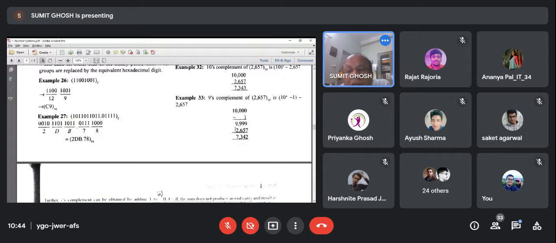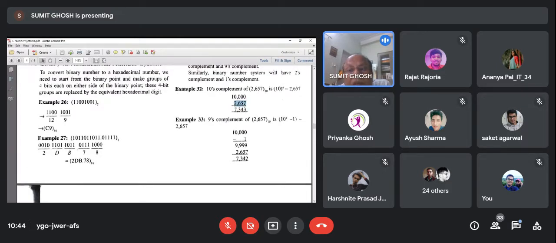For example, we know how to do this subtraction in decimal. I want to subtract 2657 from 10,000. The upper digit 0 is less than the lower digit 7, so you cannot subtract 7 from 0. So what you have to do, you have to take a carry. Is it not?